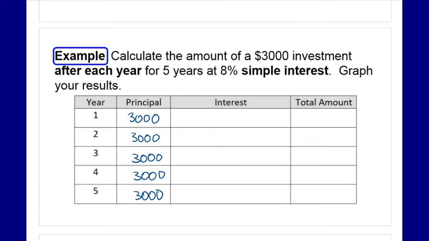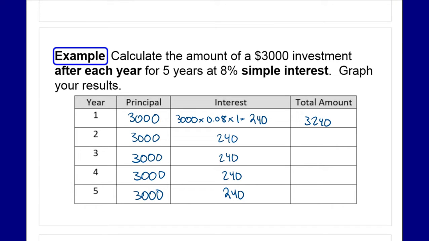For interest, I equals PRT, so 3,000, times the rate as a decimal, 0.08, times the time. Because we're only doing 1 year at a time, I'm only going to do 1. So basically I'm finding 8% of 3,000, and I get 240. That means that my total amount after the first year is 3,240. Now, I don't need to do any other calculations because that interest is always going to stay the same when I'm dealing with simple interest. It's not changing how much I'm making.